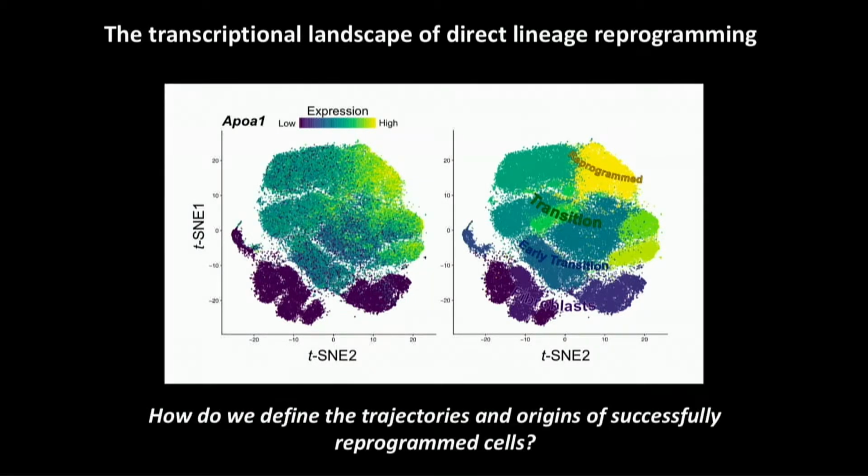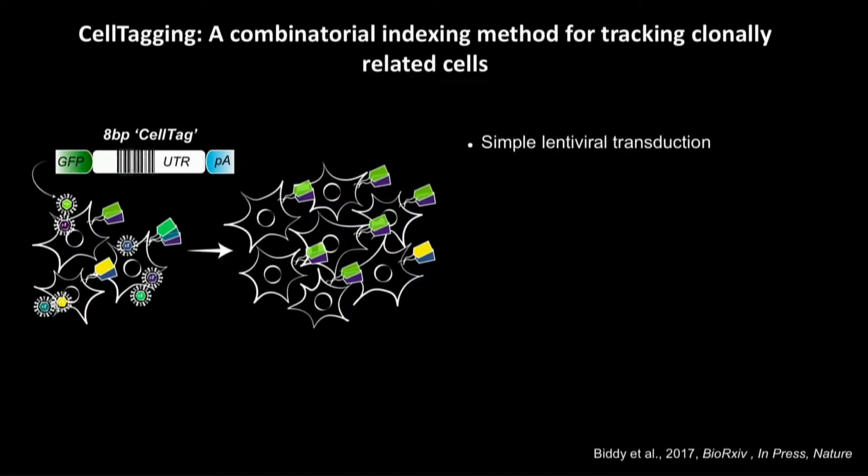The big question was, how do we define these reprogramming trajectories, but how do we identify the origins of reprogrammed cells? So what's so special about the 1% of cells that make it through to becoming reprogrammed? And then how do we use that information to increase the efficiency of the process? So this is really important to us.